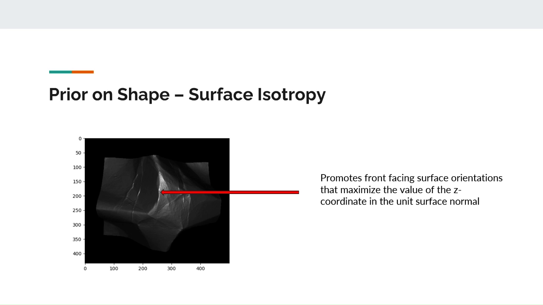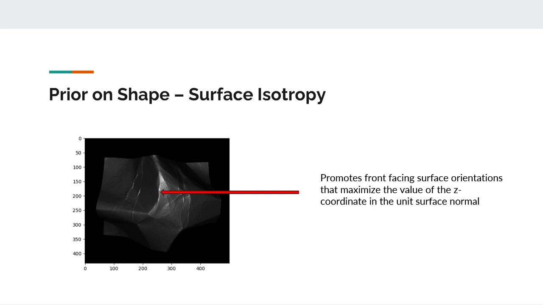Subsequently, I looked at a second category of priors, which was priors on shape. So one of these priors is called the surface isotropy prior, which essentially states that it is equally likely for the surface to be oriented in either direction. However, most surfaces that we observe are oriented towards ourselves. As a result, we can bake this bias into our algorithm and maximize the value of the z coordinate of the unit surface normal.